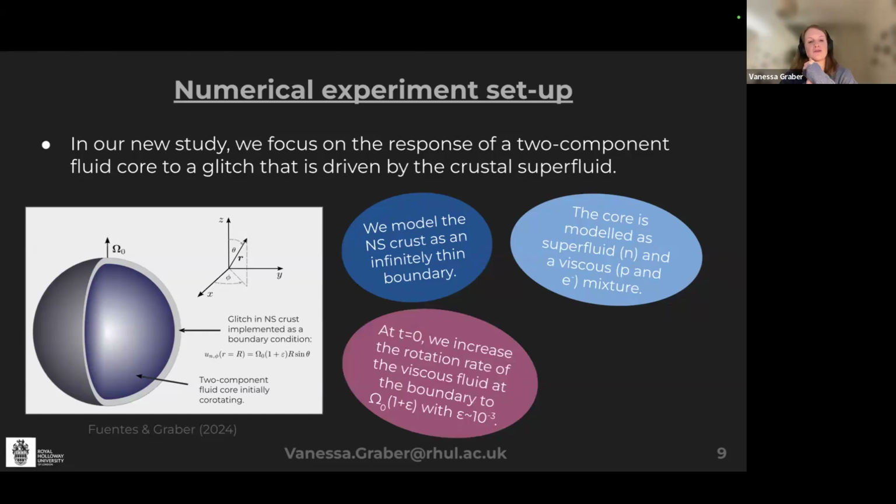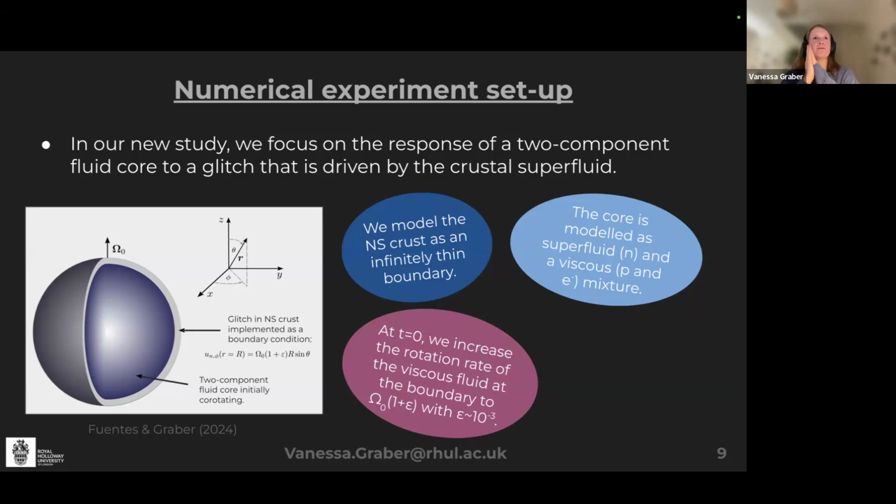Now, initially, we assume that everything is co-rotating, and then at some point, we essentially, by hand, change the boundary condition. So we change the rotation frequency of the normal component and just basically give it a tiny hiccup. So we're modeling this with an instantaneous change, the size of which is given by this epsilon, which is on the order of 10 to the minus 3. This is quite a bit larger than the actual neutron star glitches that we observe, which are more on the order of 10 to the minus 6 to 10 to the minus 9. But the actual physics is identical. If we ramp up the size of this, we just basically have reduced our computation time.